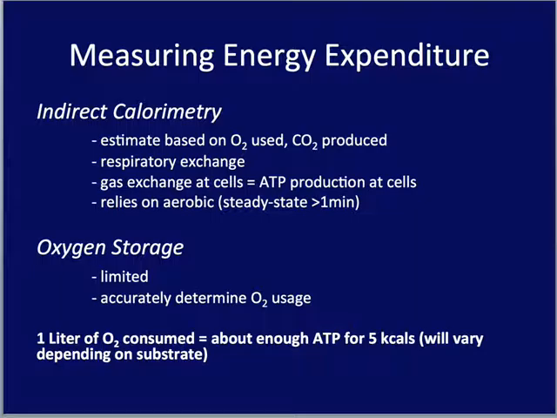So our oxygen storage in our body, we have a little bit, but there's not a lot. It is fairly limited. So we can accurately determine oxygen usage, and this is by way of a metabolic cart, a VO2 max cart. If you've seen one, you can also indirectly estimate VO2 max, and you can somewhat calculate there as well.